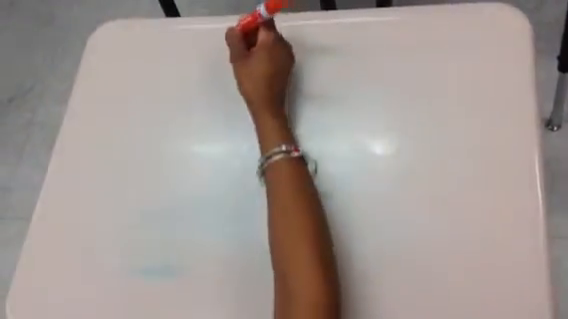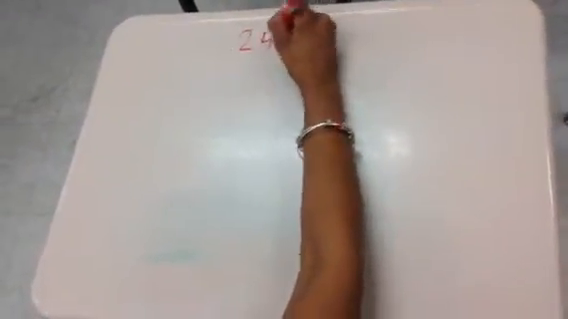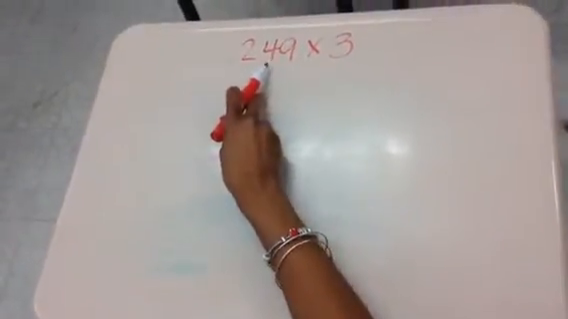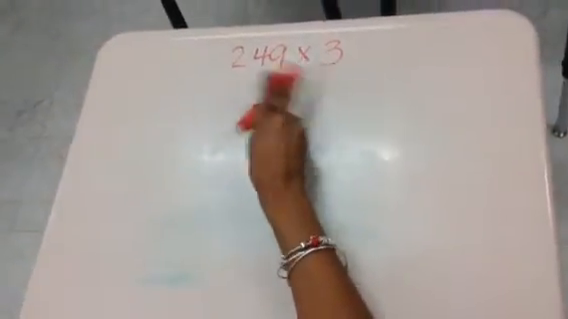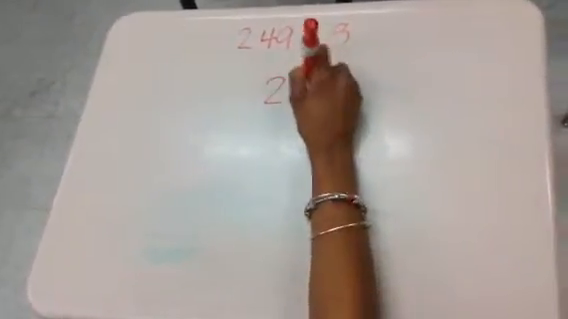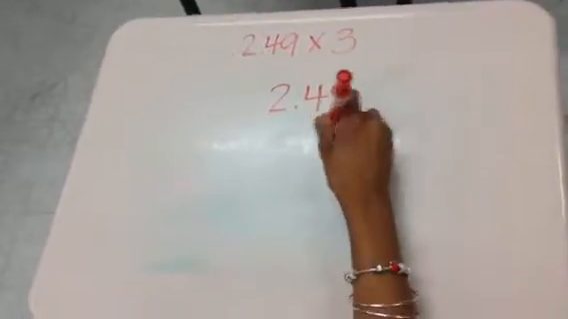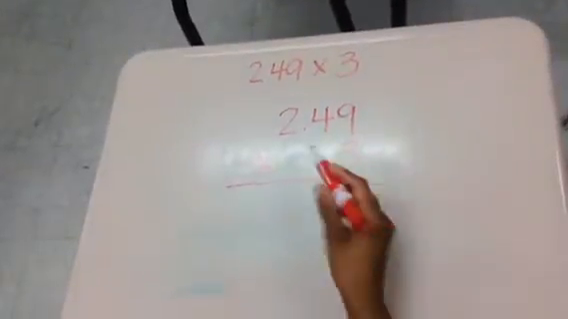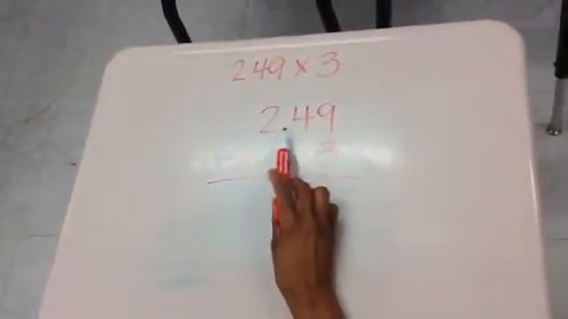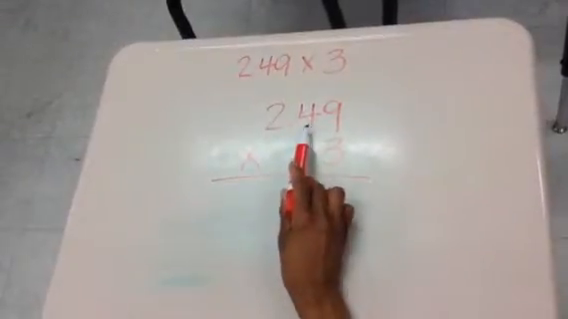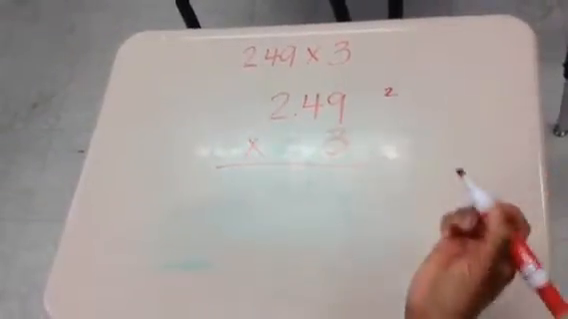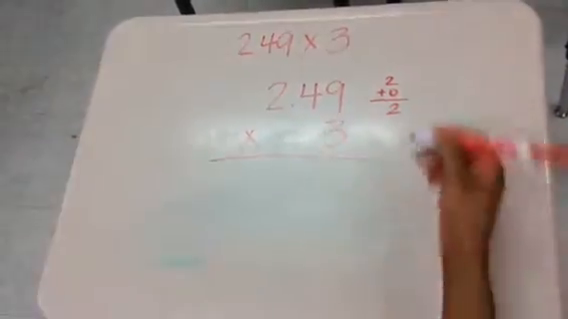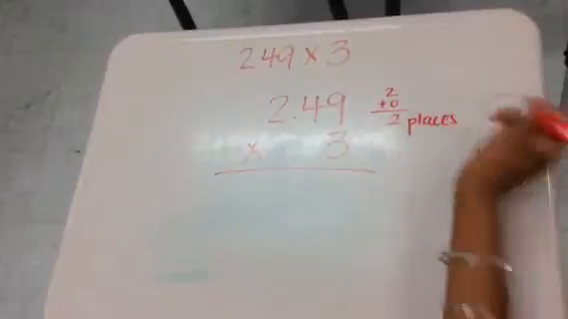Let's try it. First, let's try a decimal times a whole number. We have 2 and 49 hundredths times 3. Well, when we multiply a decimal, we line up the numbers, not the decimals. Let's see. Count my places before I multiply. Here's my decimal, so I have 1, 2 places. Well, that's a whole number, so I can add 0. So I know I'm going to move my decimal 2 places.